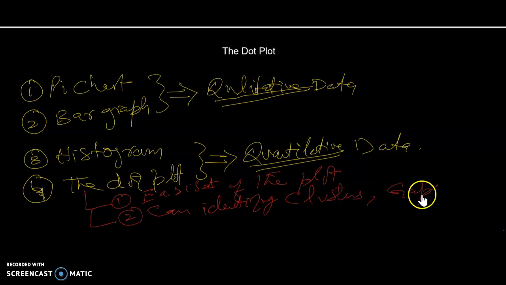gaps, and outliers. When I make a dot plot and take an actual example, you will really understand what I mean by these clusters, gaps, and outliers, right? So by the way, this is the easiest of the plots to make, and when I show you an example in a minute, you will find that it is the easiest one.